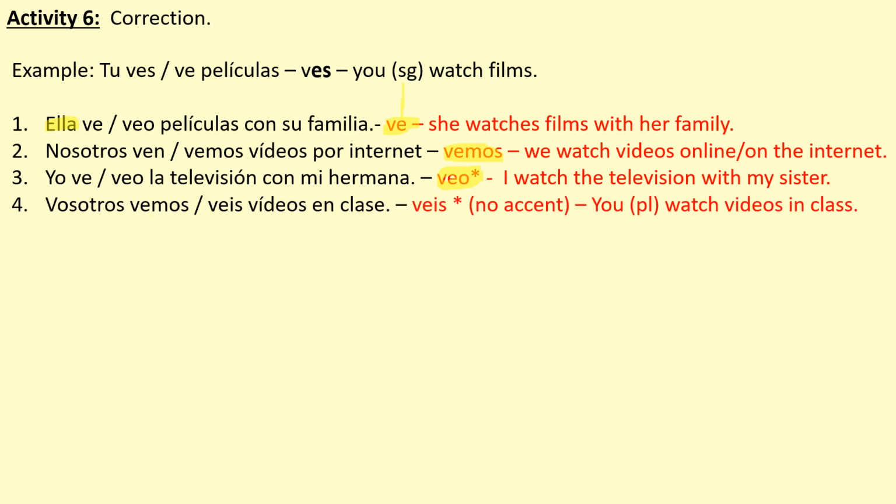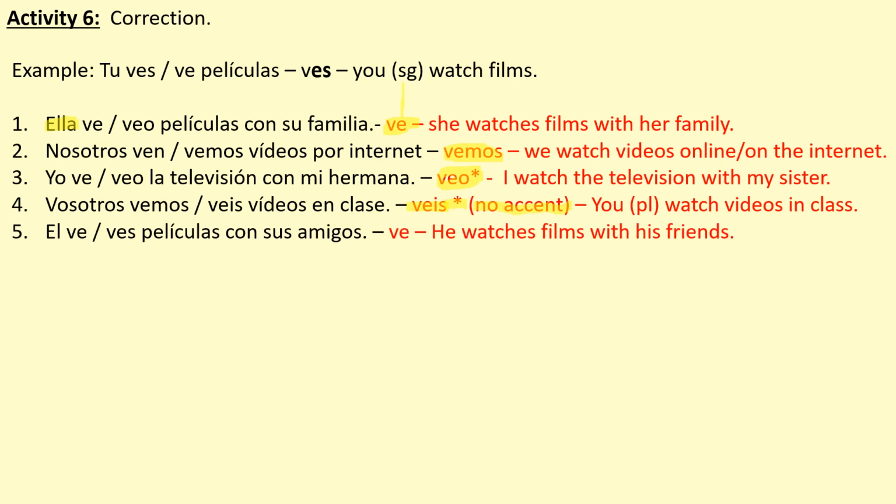Número 4. Vosotros veis vídeos en clase. Here we wanted the vosotros form, the you plural form, so second person plural, veis. You plural watch videos in class. Again, because it is slightly irregular, this verb, I've asterisked it and there is no accent on this form, whereas you know for regular verbs, there is always that accent on the first e.